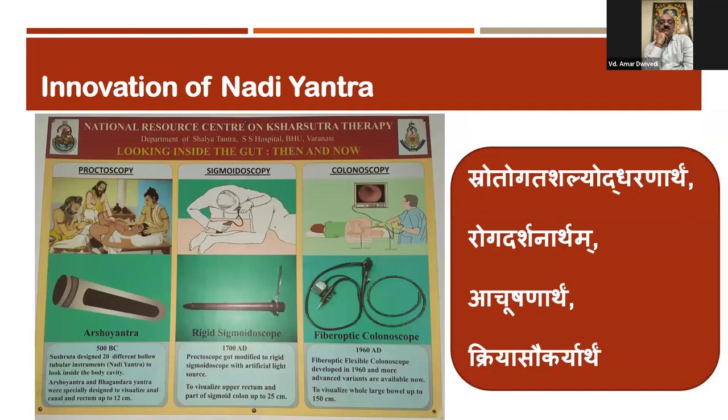What is the difference, or we can say the innovation, of the Nadi Yantra in the present scenario? Here we give the example of one instrument, the Arsho Yantra, described by Sushrut, which is used for both diagnostic and therapeutic purposes in anorectal diseases, especially in the management of Arsha. Sushrut described this Arsho Yantra in 500 BC. But with the advancement of technology, in 1700 AD the rigid sigmoidoscope was developed, and it is helpful only for diagnostic purposes, not for therapeutic use.